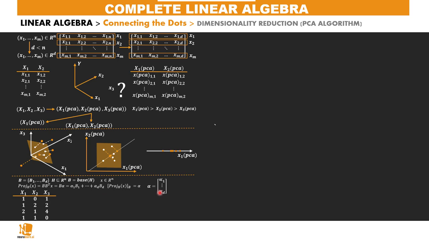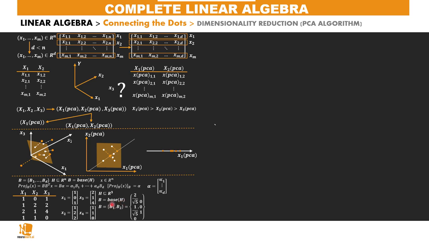So this is what we have. Let's take this example. Suppose we have these 4 vectors which are actually in a 3D space. We want to project them orthogonally on some 2D space. We have here x1, which is this vector 1, 0, 1, x2, 1, 2, 2, x3, 2, 1, 4, and x4, 1, 1, 0. Here we have a subspace H of this vector space R3 and B a base of H.